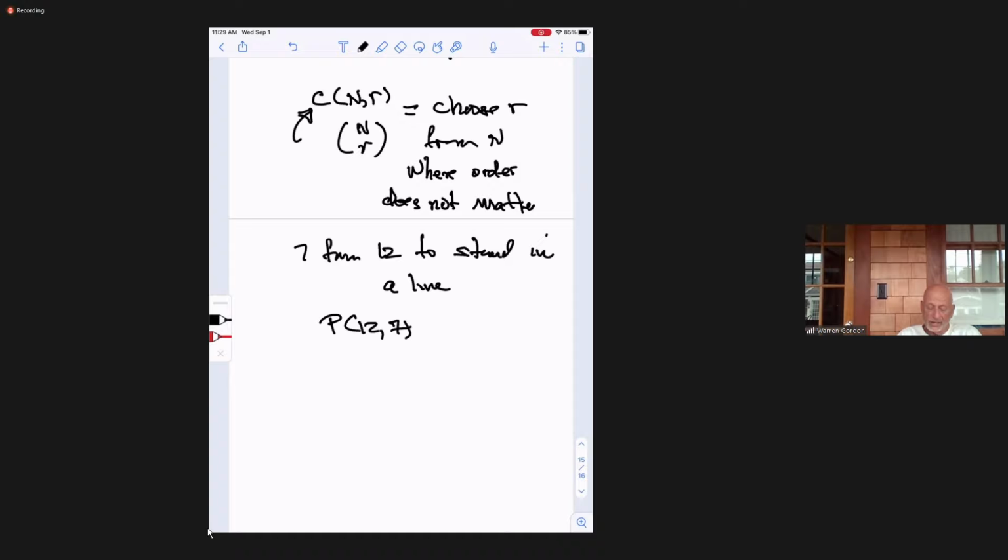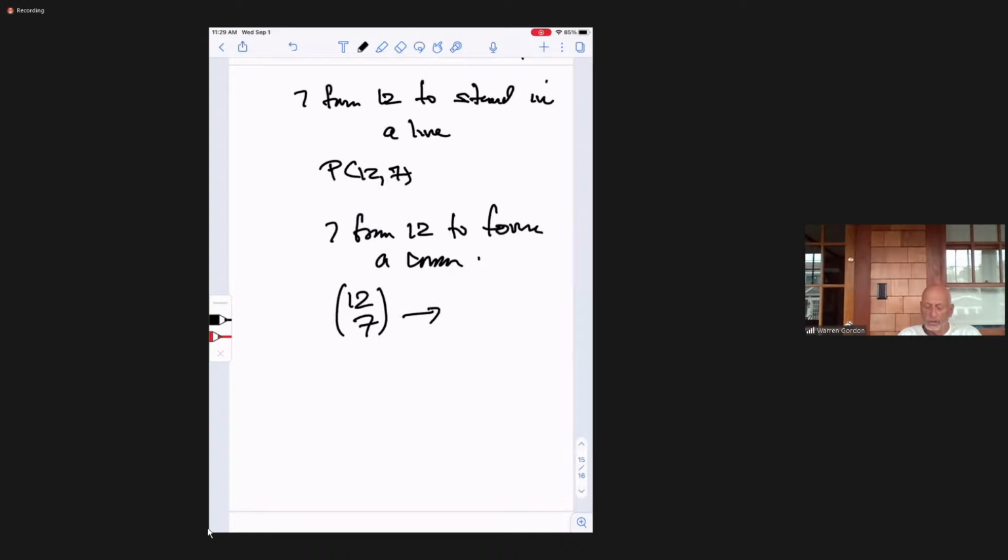What about if the 7 are 7 from 12 to form a committee? Does order matter? No, in that case, order does not matter, so it would just be 12 choose 7. By the way, this is called, and you'll see why in a couple of days, a binomial coefficient. That's what we call this symbol. Again, you can use either symbol. I prefer the first one.